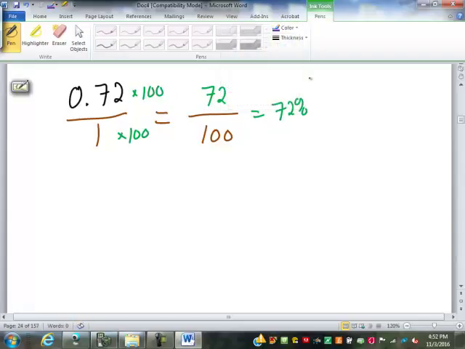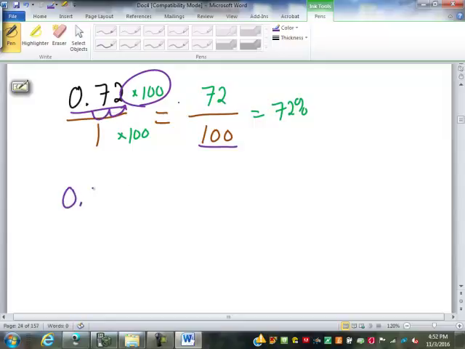So you can see here, every time we go to convert a decimal back into a percent, we're going to multiply by 100. When we multiply by 100, it moves the decimal point 2 spots to the right. So we're just reversing what we just did.